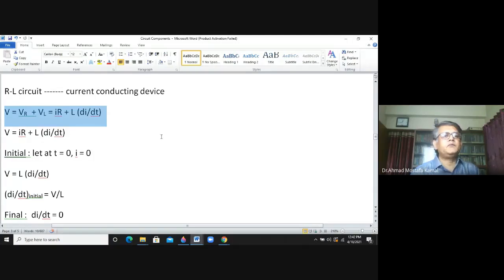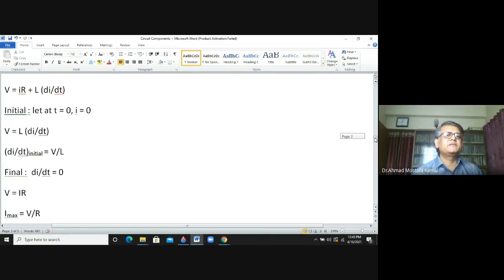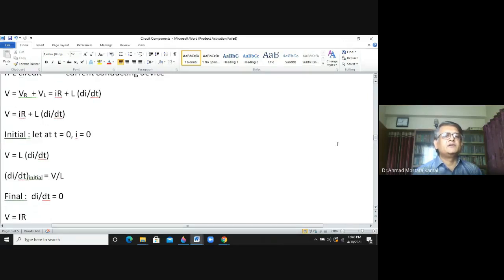Therefore, this circuit, this voltage, supply voltage, will be divided into two parts: VR plus VL. And you know that VR, voltage across resistors, can be written as IR, and voltage across inductance is L di by dt. Okay, we wrote all this equation previously. Then V equal to IR plus L di by dt. That is the voltage equation. So most important equation has been already written, which is called voltage equation.